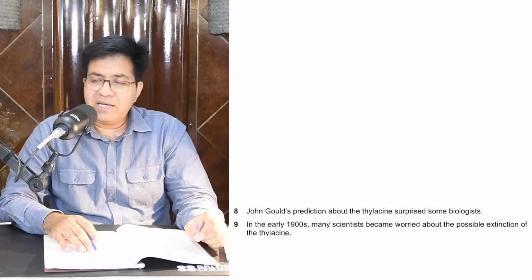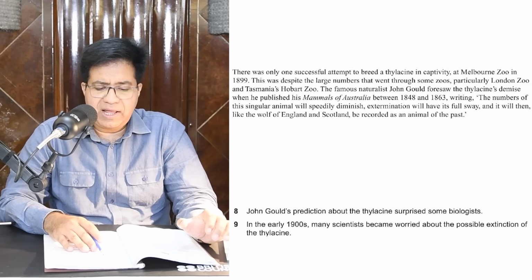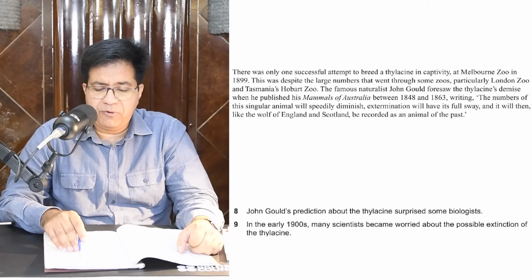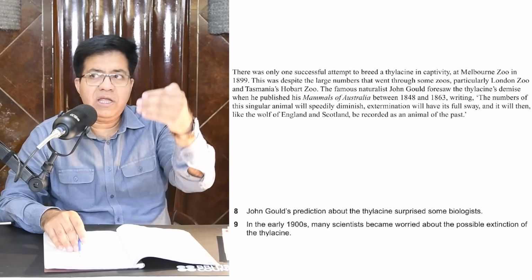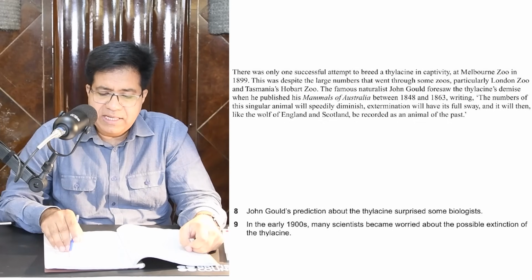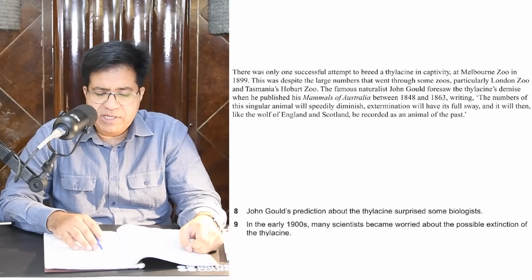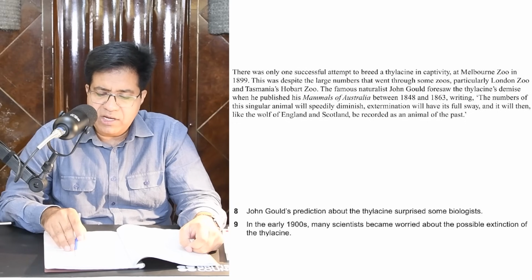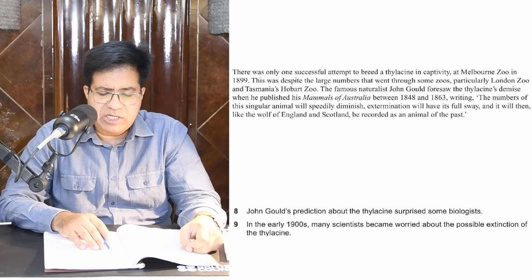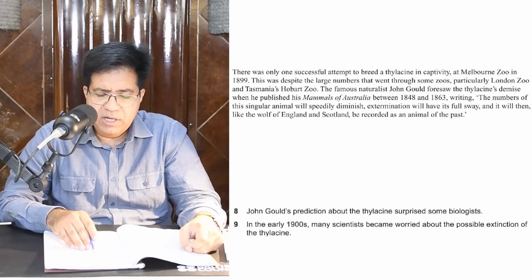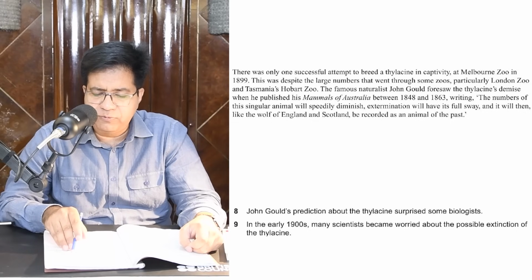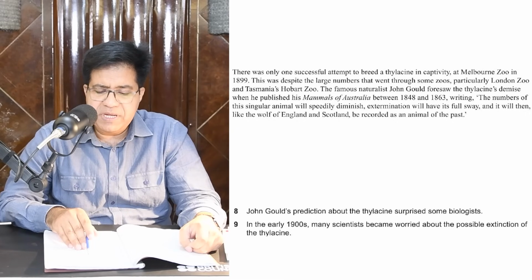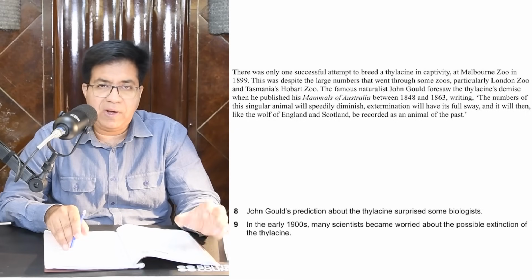Well done. It's the second page, second paragraph, third line after zoo. The famous naturalist John Gould foresaw. Foresaw means to see something before it happens. The thylacine's demise when he published his Mammals of Australia between 1848 and 1863, writing the numbers of the singular animal will speedily diminish. Extermination will have its full sway, and it will then, like the wolf of England and Scotland, be recorded as an animal of the past.